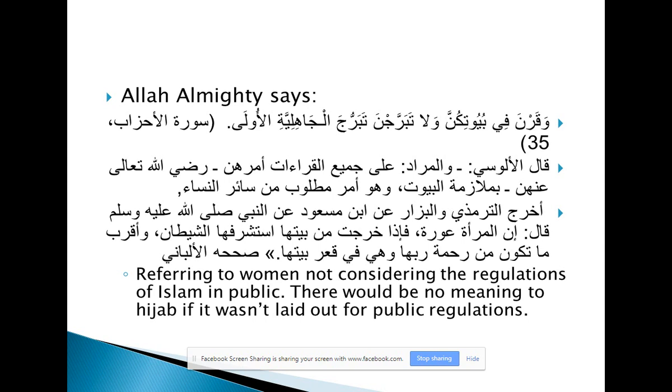Go ahead. Regarding the explanation of this hadith, would you back up your ruling or guidelines according to the culture or not?